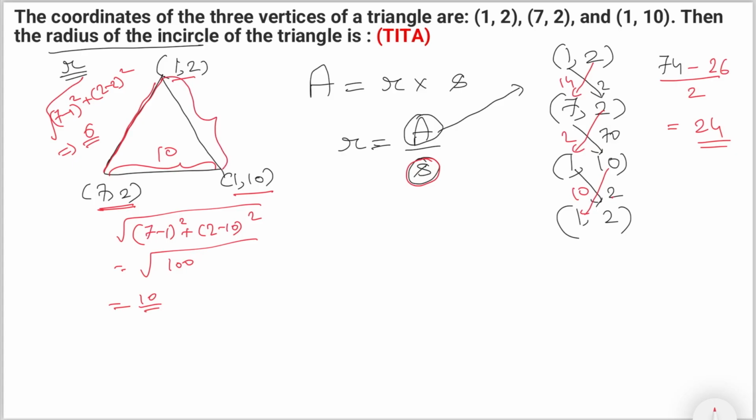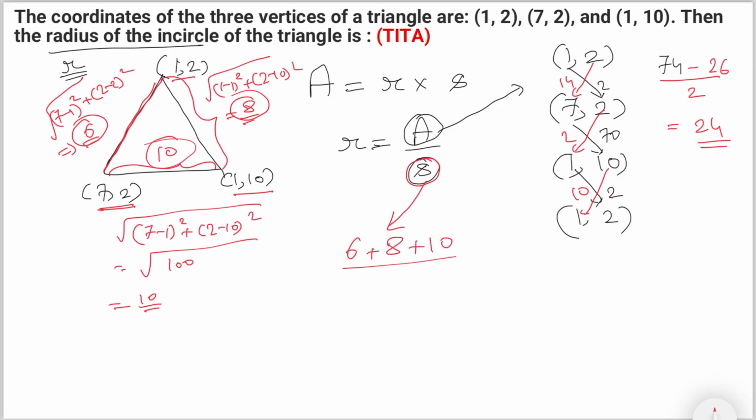So the length of this side will be square root of 1 minus 1 square plus 2 minus 10 square. Now 1 minus 1 is 0 and 2 minus 10 is minus 8. So 0 square plus minus 8 square is basically root of 8 square only, and that will be 8. So for this triangle, the sides are 6, 8 and 10. And for this triangle, the semi-perimeter can be found as sum of the three sides divided by 2. So 6 plus 8 plus 10 divided by 2, 24 upon 2 would be 12.